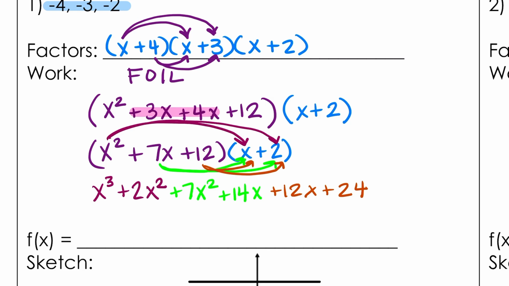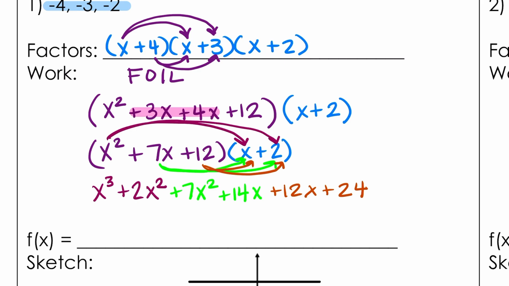So hopefully you understood what we did there. We just took the first term in the first polynomial and multiplied it by this term and this term. That gave us this. Then we took the next term, multiplied it by these two again. That gave us this. And then the last term gets multiplied with these two again, and that gave us this.